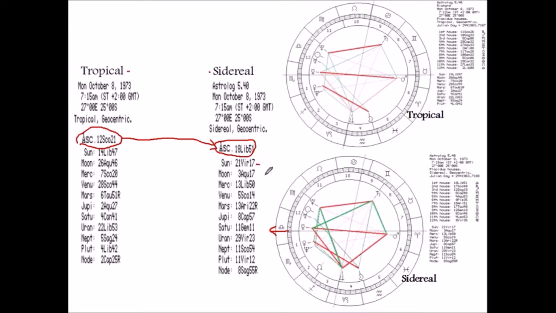You can see also there that the Sun has now shifted from Libra in the Western chart to Virgo in the Vedic chart. The Moon was at 26 degrees Aquarius in the Western system, and it remains in Aquarius in both systems, because when we subtract the 23 degrees, we stay in Aquarius. Mercury shifts from Scorpio to Libra. Venus, which is at 28 degrees Scorpio in the Western chart, therefore remains in Scorpio. And so on.